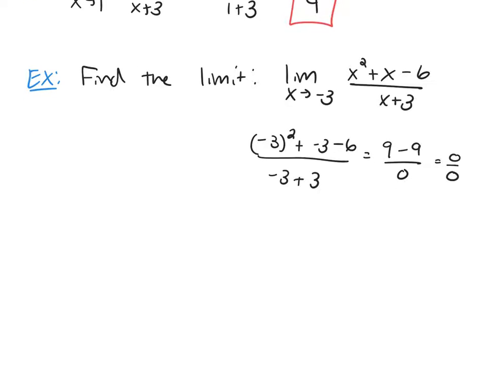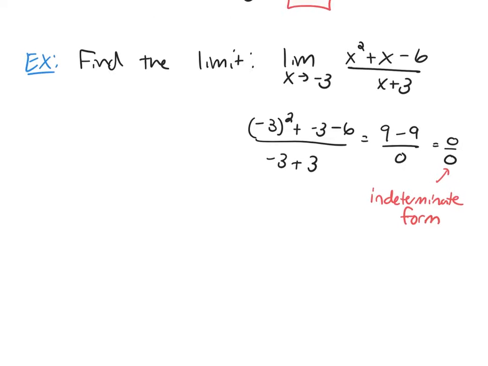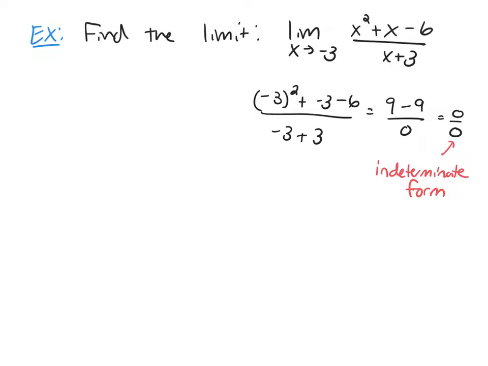Now remember, when you get this 0 over 0, this is an indeterminate form, which means we cannot determine the limit based on that. On 0 over 0, we don't know what the limit could be. So we've got to do something else other than just plugging in our number.